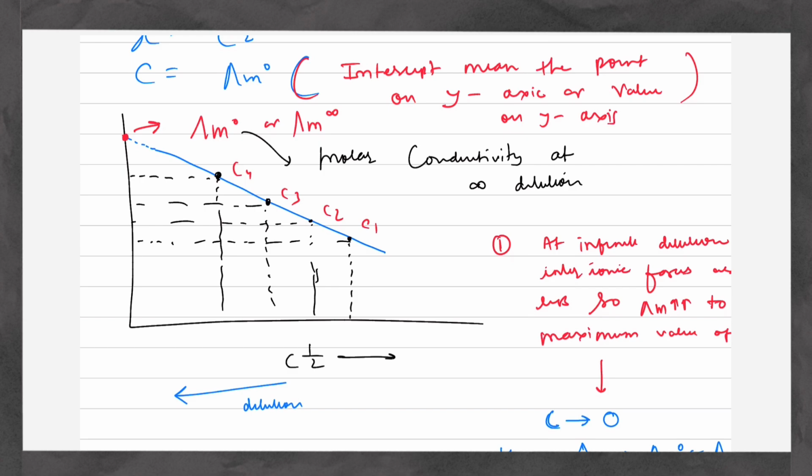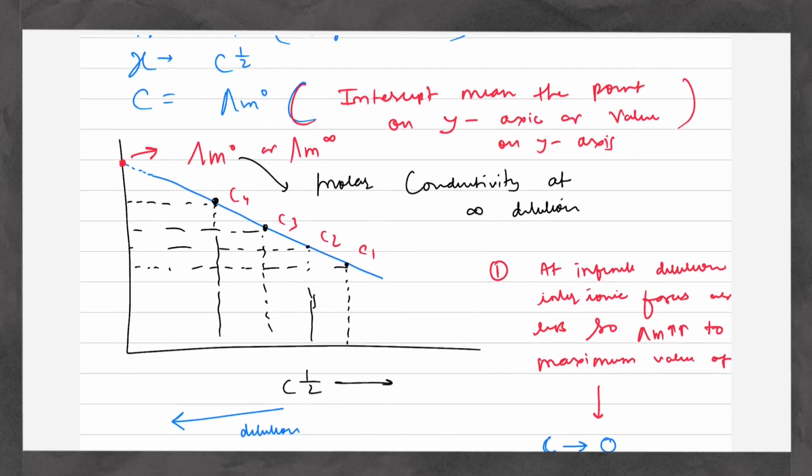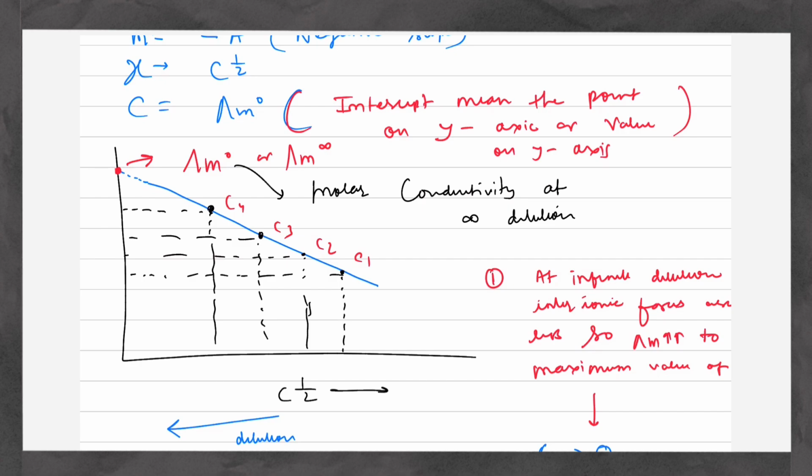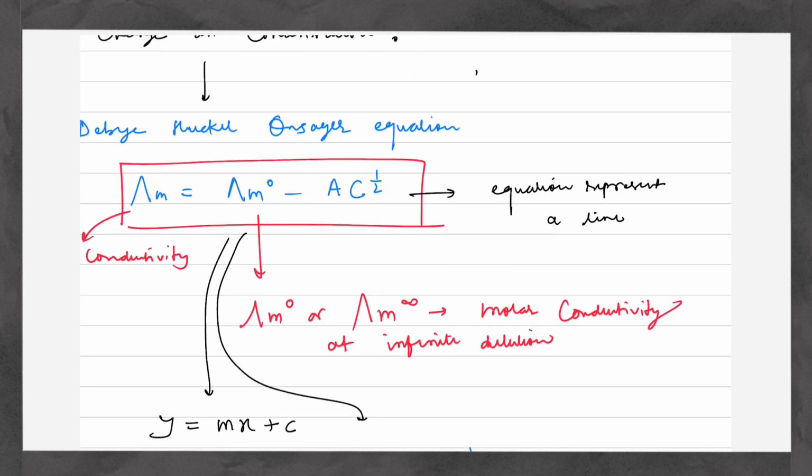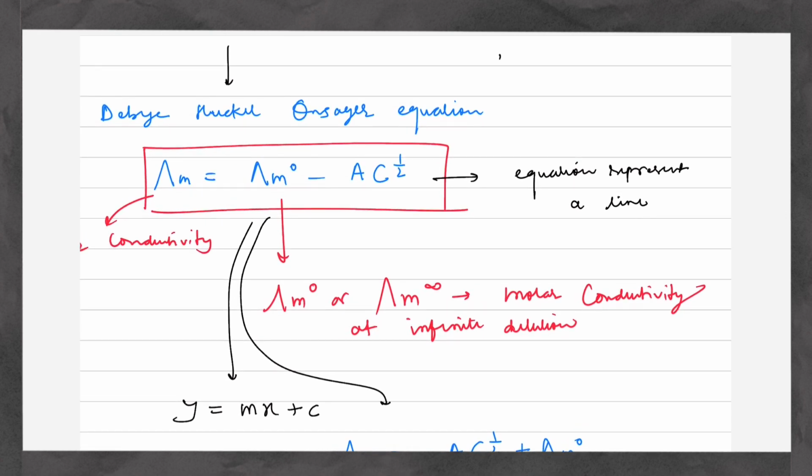So this is the concept of how molar conductivity varies with change of concentration, and this is explained by the Debye-Huckel-Onsager equation. This is the important concept. This equation explains how molar conductivity varies with the change of concentration. So thank you so much.